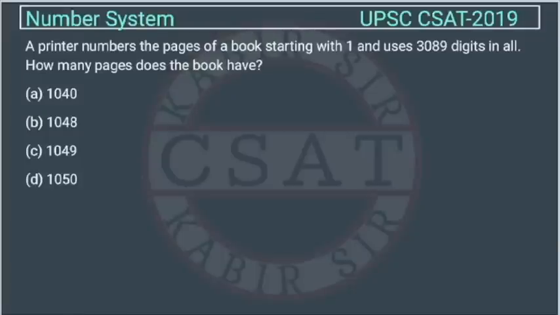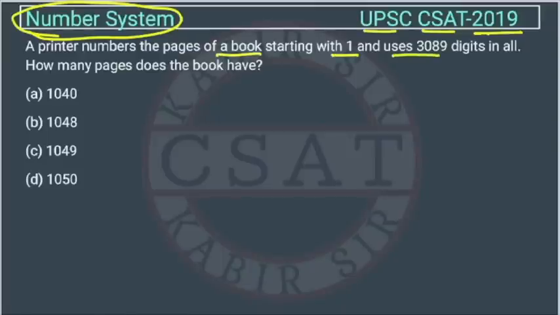This is a question from the number system chapter, asked by UPSC in the CSAT paper of 2019. A printer numbers the pages of a book starting with 1 and uses 3089 digits in all. How many pages does the book have?